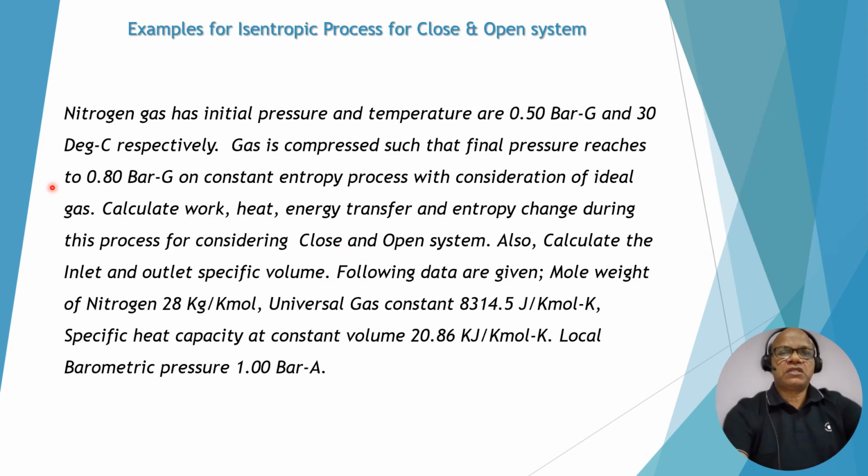Now let us understand with an example. Nitrogen gas has an initial pressure and temperature of 0.5 bar gauge and 30 degrees Celsius respectively. The gas is compressed such that the final pressure reaches 0.8 bar gauge in a constant entropy process, considering an ideal gas. Calculate work, heat, energy transfer and entropy change during this process, considering closed and open systems. Also calculate inlet and outlet specific volume. The following data are given: molecular weight of nitrogen 28, universal gas constant 8314.5, specific heat capacity at constant volume 20.86, local barometric pressure 1 bar absolute.